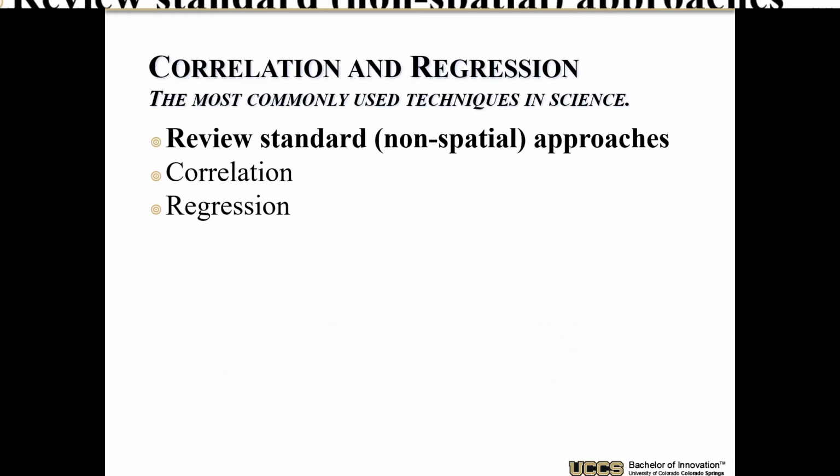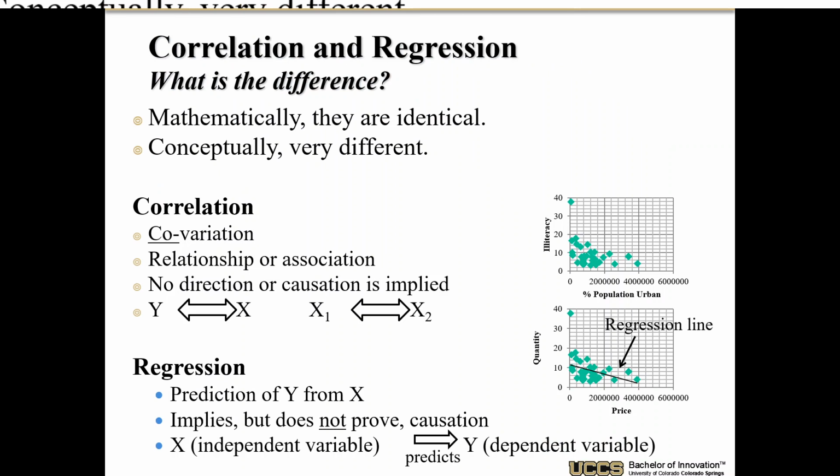At a certain level, I would say correlation and regression is the most commonly used technique in science, more so than the actual statistical tests. And we'll talk about how we actually use these for making statistical determinations. So just generally, what is correlation and regression? In correlation and regression, the math is actually the same. It's just the interpretation we're going to deal with differently.